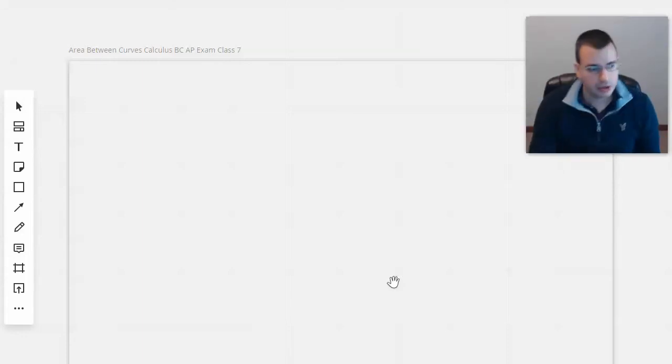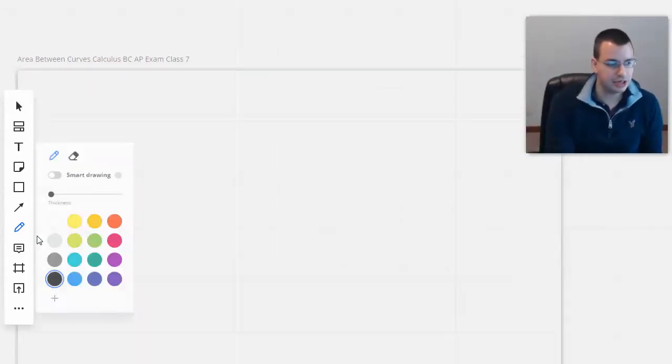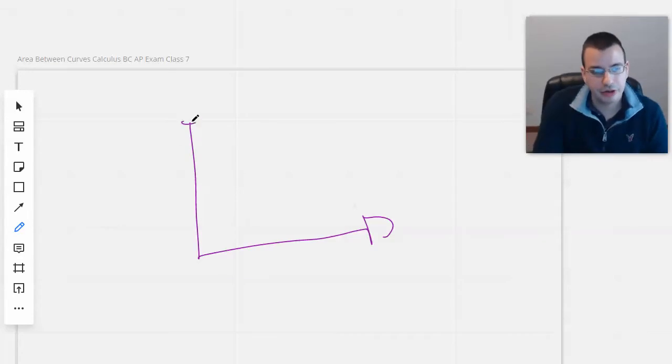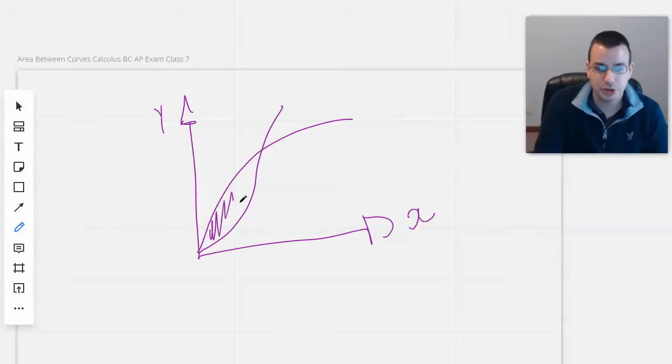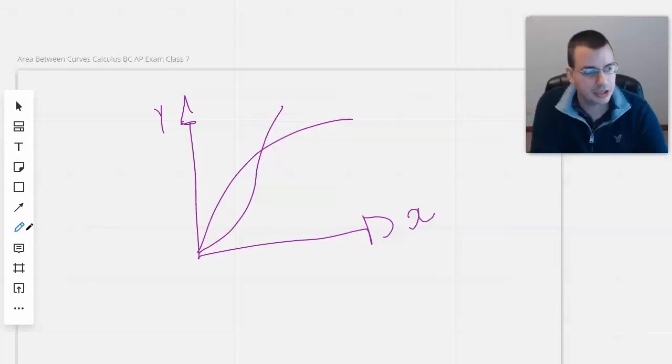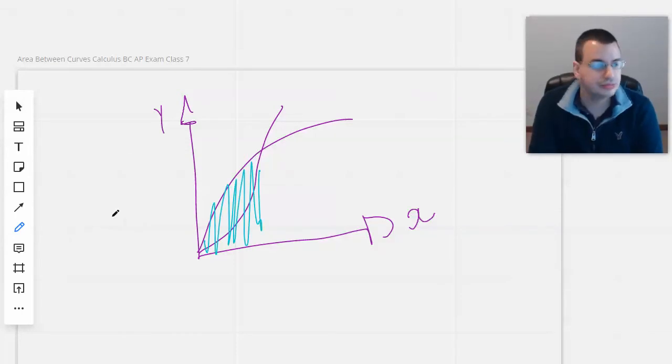So if you haven't guessed yet, the general concept here is you have your xy coordinate plane, axes, and you have some curve like this, and another curve like that, and it says find the area between them. The general concept that we're going to do a few times is find the area of one through integration, and then we subtract the area of the other, and that leaves us with the area in the middle.